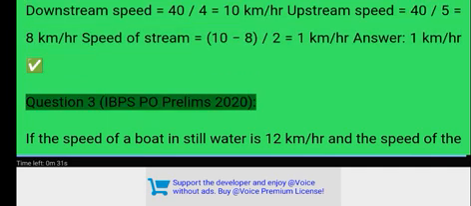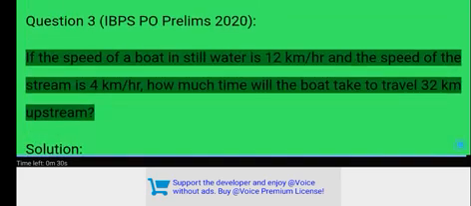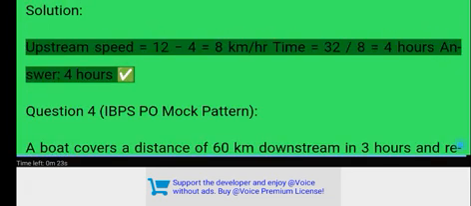Question 3, IBPS PO Prelims 2020. If the speed of a boat in still water is 12 kilometers per hour and the speed of the stream is 4 kilometers per hour, how much time will the boat take to travel 32 kilometers upstream? Solution. Upstream speed equals 12 minus 4 equals 8 kilometers per hour. Time equals 32 by 8 equals 4 hours. Answer: 4 hours.